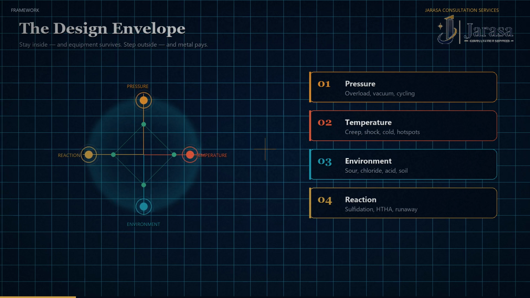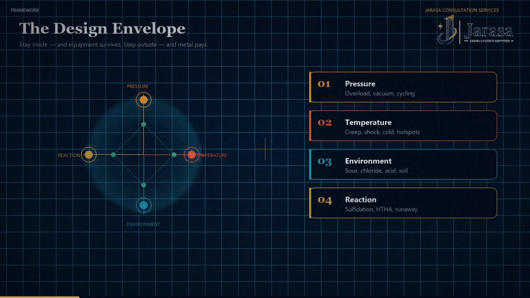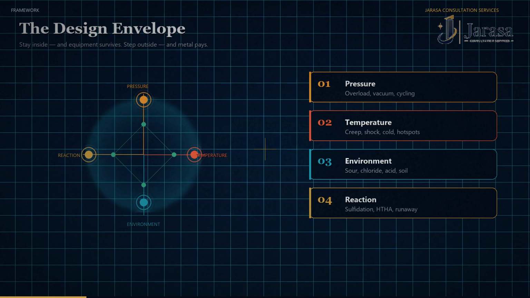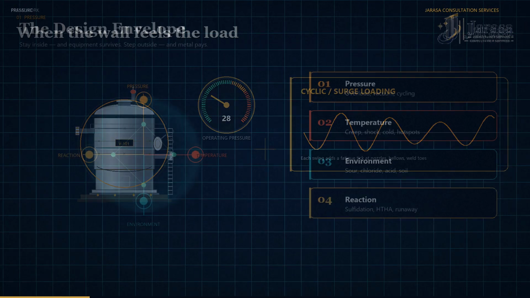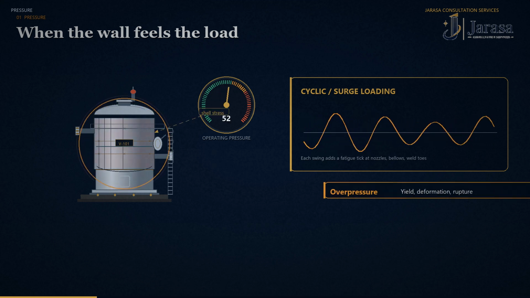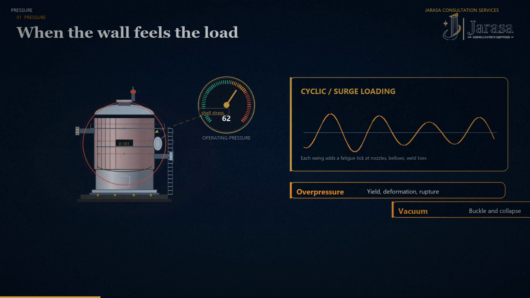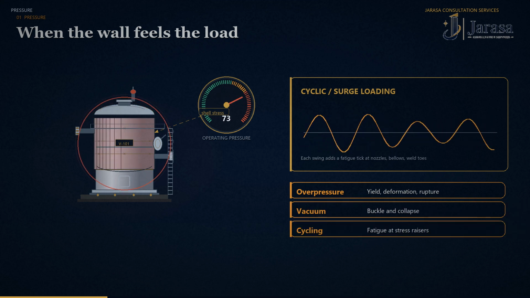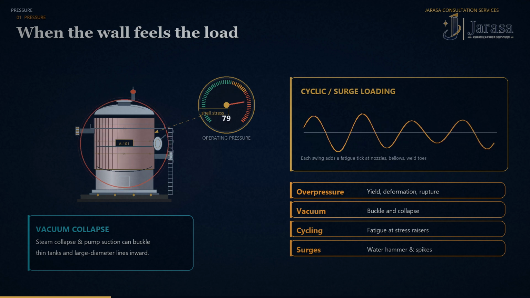Start with pressure. What this gauge animation shows is the load the wall actually feels. Overpressure stretches the vessel toward yield, then plastic deformation, then rupture if relief doesn't catch it. Vacuum is the silent twin: thin-walled tanks and large diameter lines can buckle inward when steam collapses or pumps pull harder than the design allows.